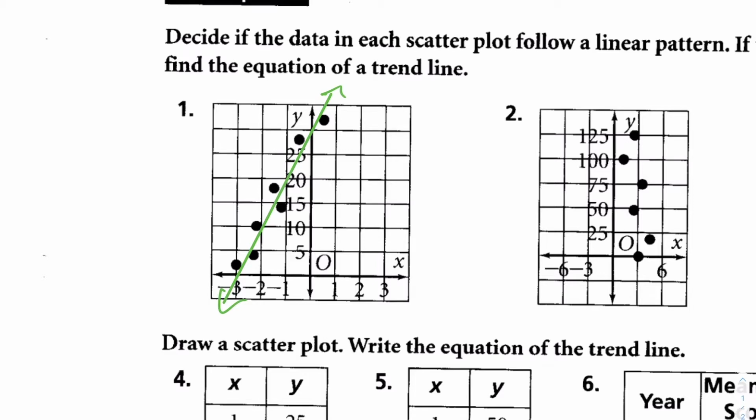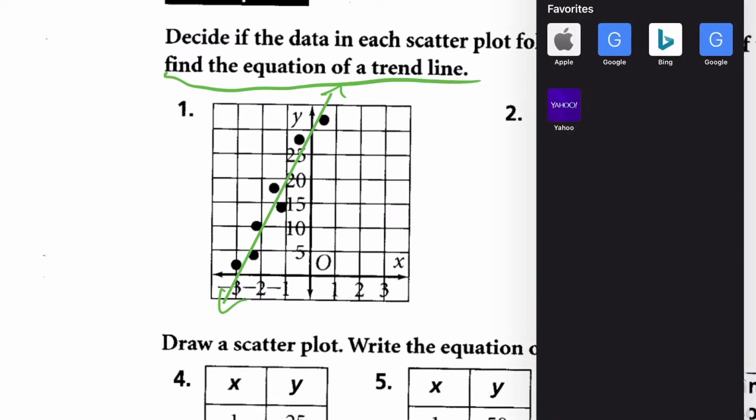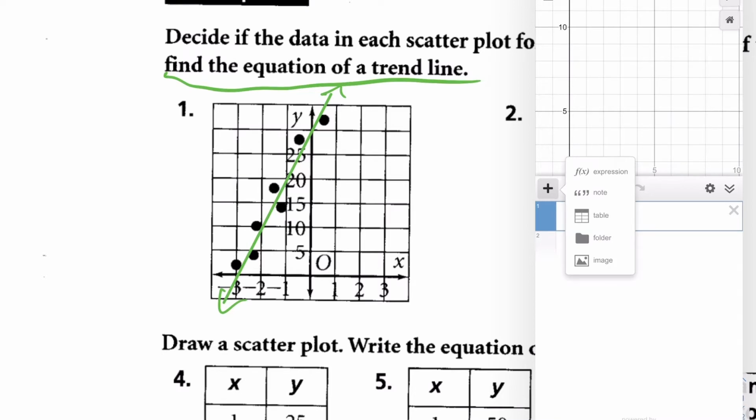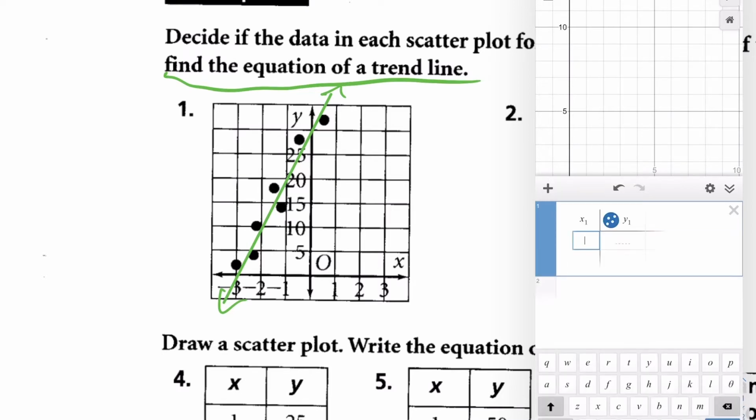Okay, then if it is a strong correlation, if those dots do match the shape of a line, then we need to find the equation. We're going to do that by taking these dots and putting approximately where they are into Desmos. Okay, so I already have my table opened up, but if you didn't have a table on your calculator already, you would push the plus sign on Desmos and then do a table.